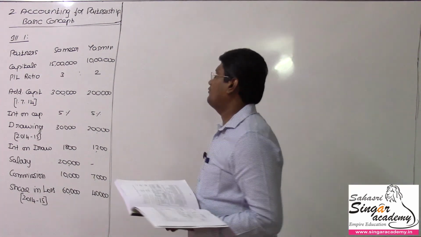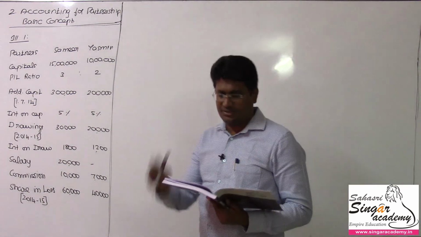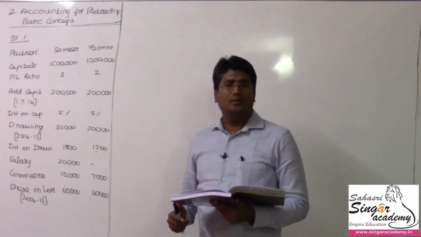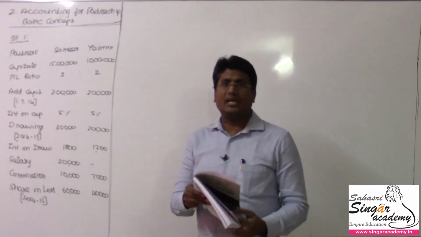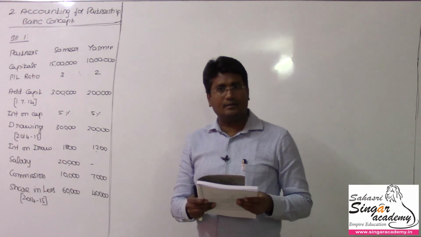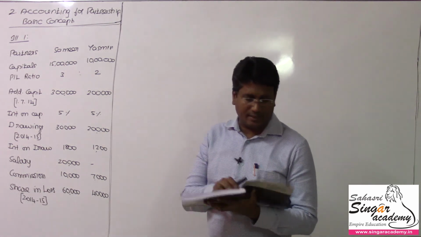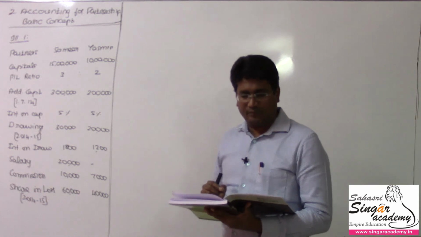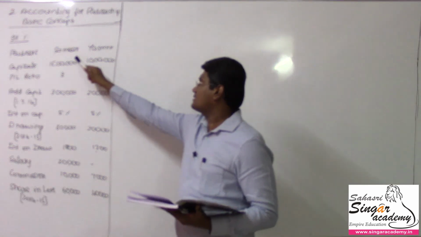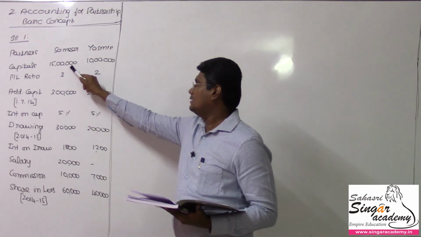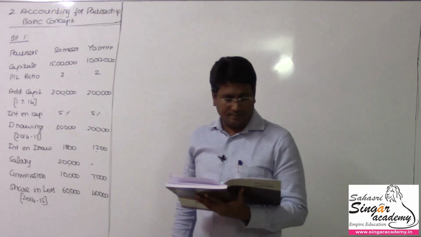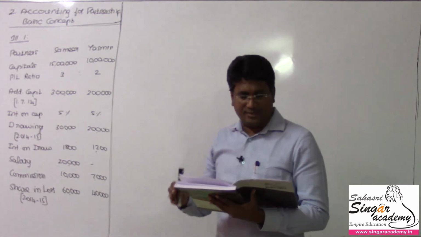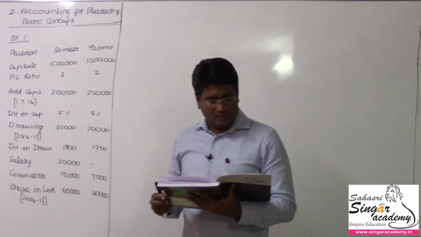Second chapter, accounting for partnership, basic concepts going to be discussed here. Illustration number 1. We are supposed to prepare the capital accounts under fixed capital and fluctuating capital method here. Samir and Yasmin are partners with capitals of rupees 15 lakhs and 10 lakhs. They agreed to share profits in the ratio of 3:2.